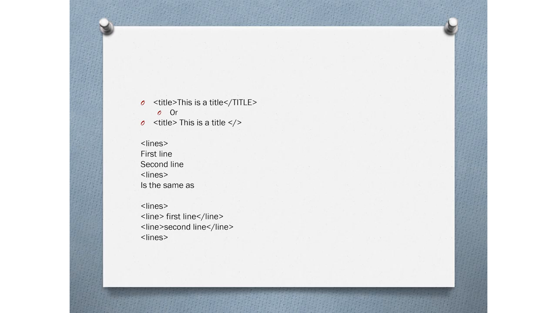SGML allowed for empty tags so that the empty tag inherited the value from the nearest previous start tag. What this meant was that the program went along, and when it found another open tag, it realized that the content before must have closed. So it took a lot of extra processing power.